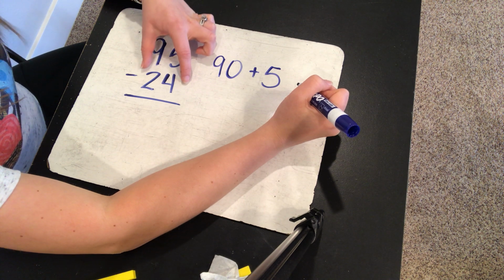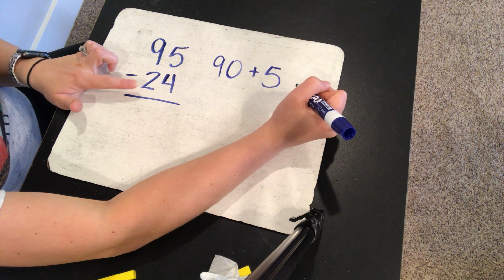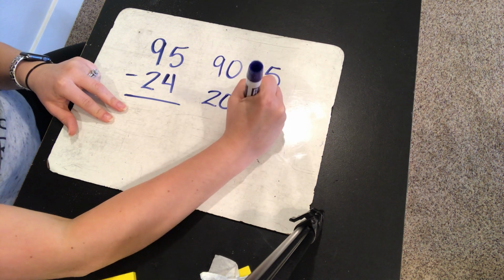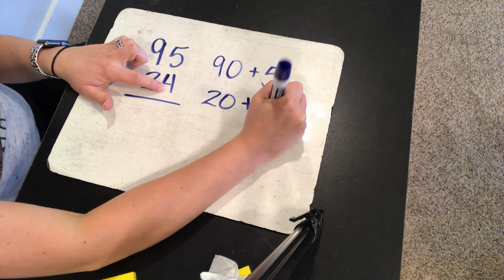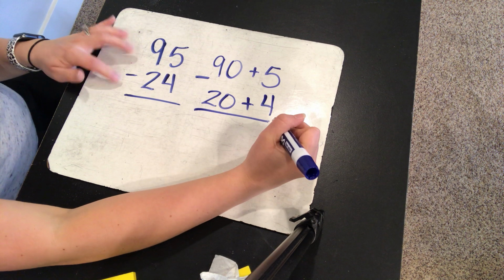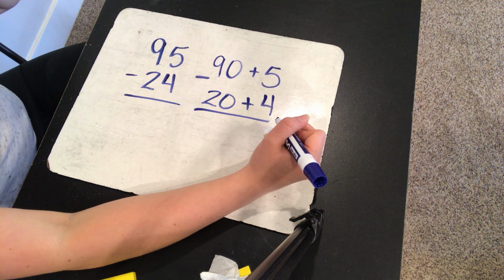If I do the expanded form of 24, what do I have? I've got 2 tens, so 10, 20, plus 4. Okay, now I'm going to subtract these. Remember, this was a subtraction problem. We just figured out the expanded form to help us subtract.